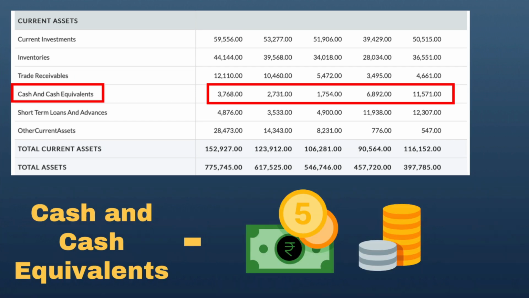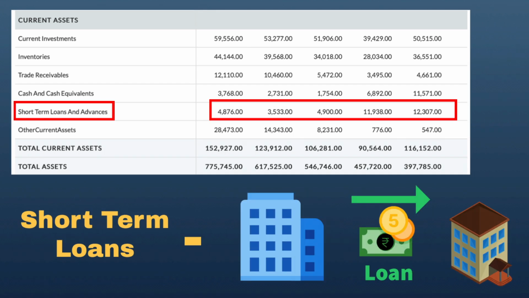Next would be your cash. Pretty much the cash which the company has with them right now and the assets which can be converted into cash on a priority basis. Last would be short term loans, which is pretty much any loan which the company has given out on a short term basis and is expecting the money to come in within the next 1 year period.